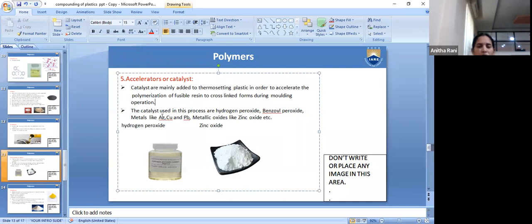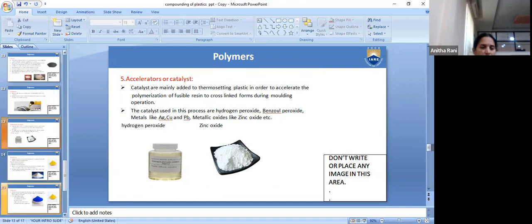The catalysts we mostly use in this process are hydrogen peroxide, benzoyl peroxide, metals like silver, copper and lead, and metallic oxides like zinc oxide. Students, remember hydrogen peroxide, benzoyl peroxide, zinc oxide. If you can't remember all of these, at least remember three as examples of catalysts.